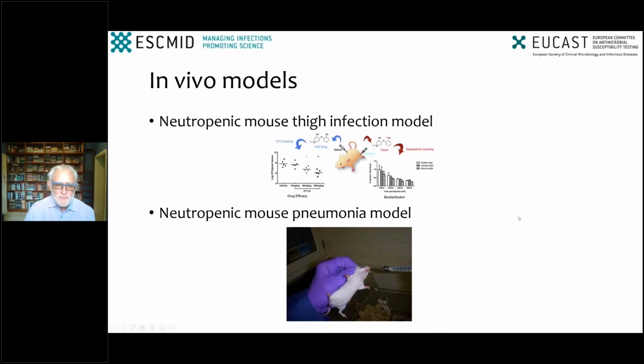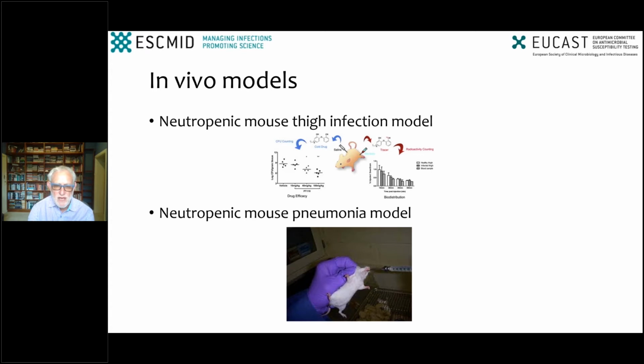The other kinds of models that are extremely widely used now for new drugs are the in vivo models, and the two most important are the neutropenic mouse thigh infection model and the neutropenic mouse pneumonia model. Both have their advantages and disadvantages, but generally speaking, we recommend that data are generated in both models because the PK/PD target values will often differ.